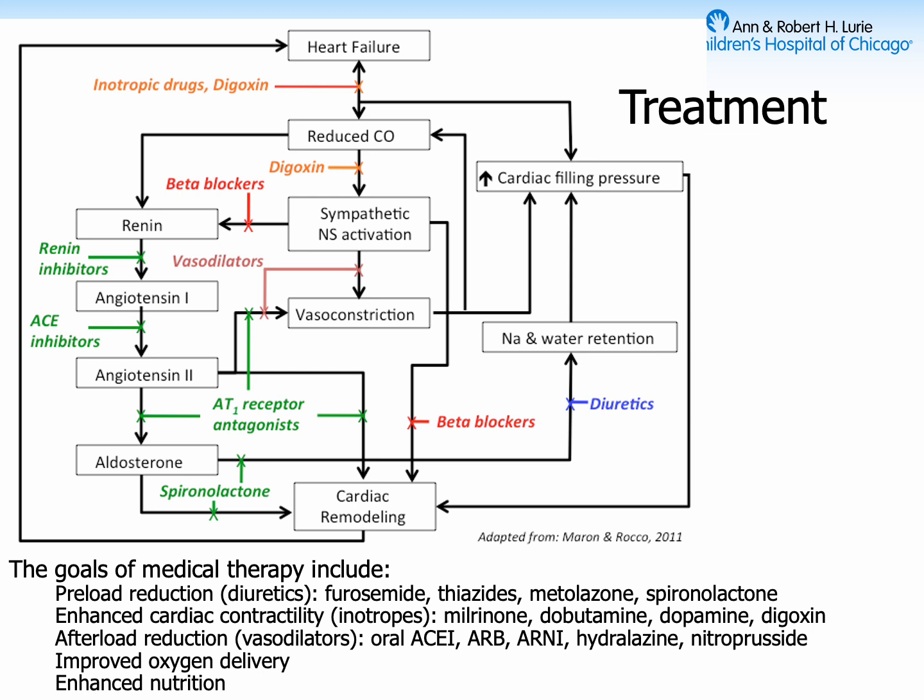Okay, so now we'll get into the treatment and management of heart failure. This is that same slide that I showed you before with the vicious cycle of heart failure, but now you can see the drugs and the mechanism of action that they're targeting to treat heart failure, with the goals of medical therapy to decrease our preload through diuretics, increase cardiac contractility through inotropic agents, reduce our afterload through vasodilators, and improve oxygen delivery to the heart.